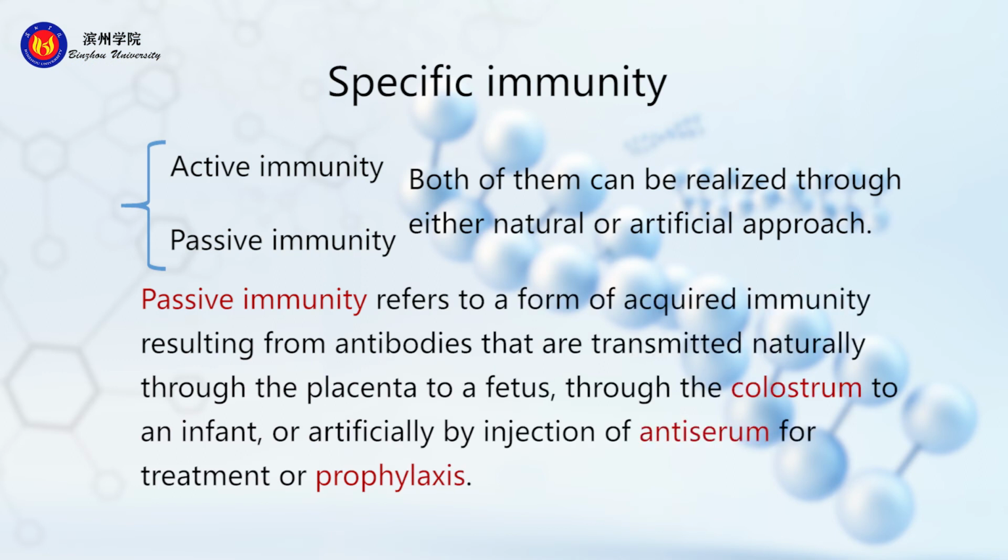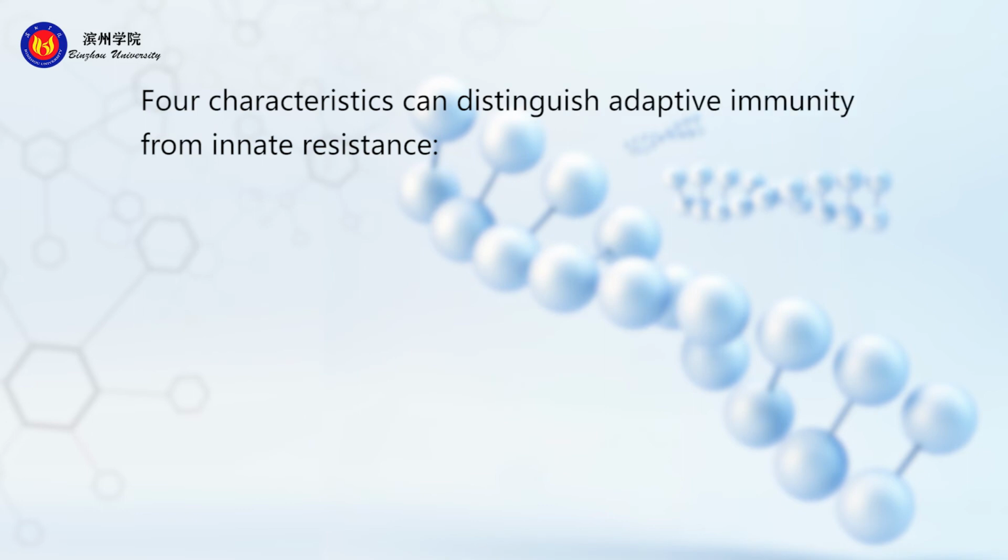Passive immunity refers to a form of acquired immunity resulting from antibodies that are transmitted naturally through the placenta to a fetus, through the colostrum to an infant, or artificially by injection of antiserum for the treatment or prophylaxis. Four characteristics can distinguish adaptive immunity from innate resistance.